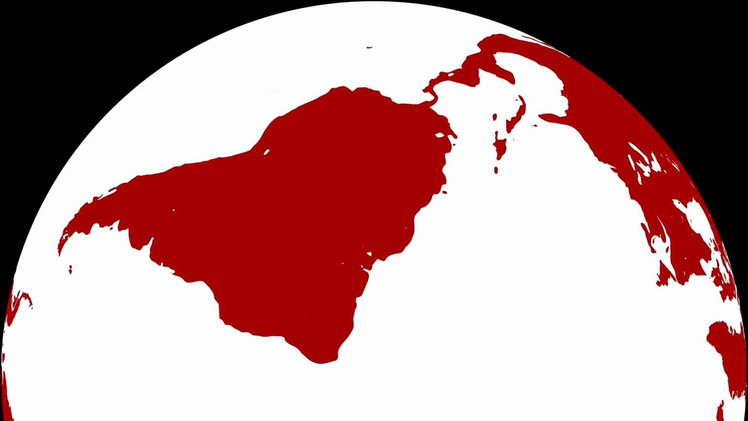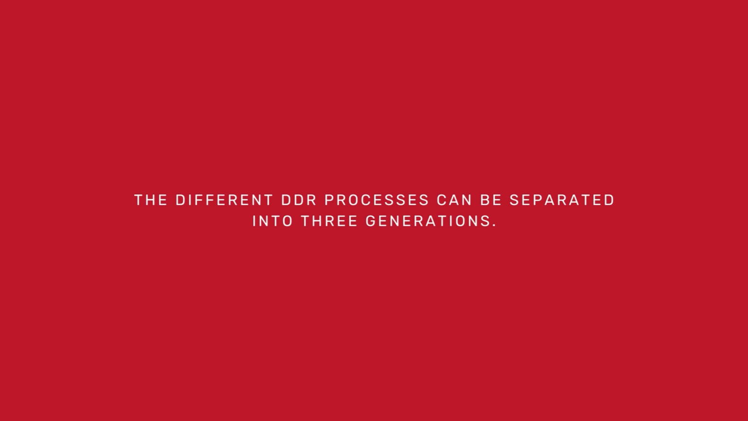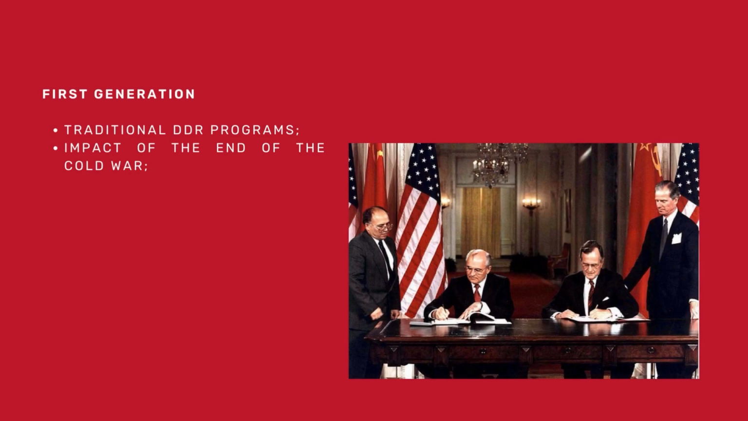The different DDR processes can be separated into three generations. Regarding the first generation, that is, traditional DDR programs, we note the impact of the end of the Cold War, which provided an overview of the application of assistance measures in the transition process in the post-conflict period.